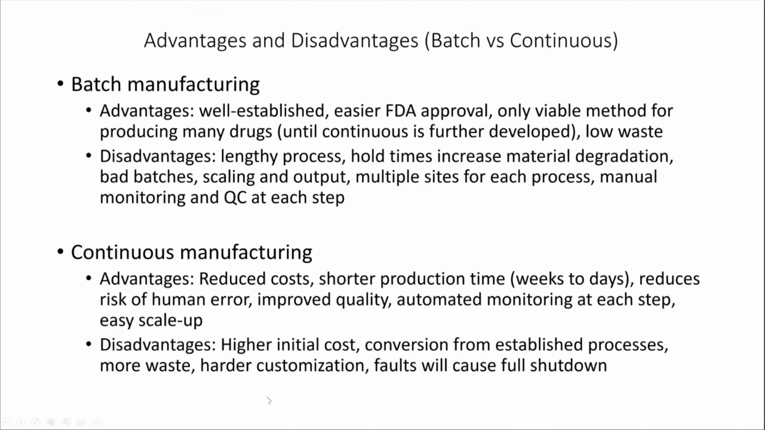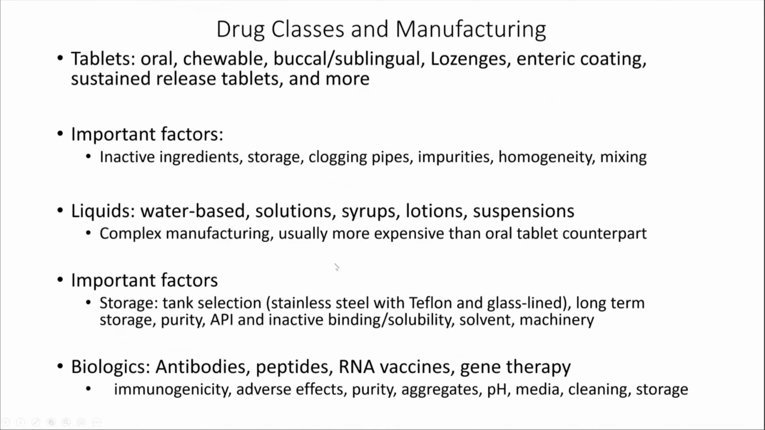Okay. All right, so let's talk about different drug classes. So we've talked about these a little bit already, but there's tablets. There's a lot of different types of tablets. Oral tablets, which are the main ones, which are pills. There's chewables, like the gummy vitamins. There's buccal or sublingual.